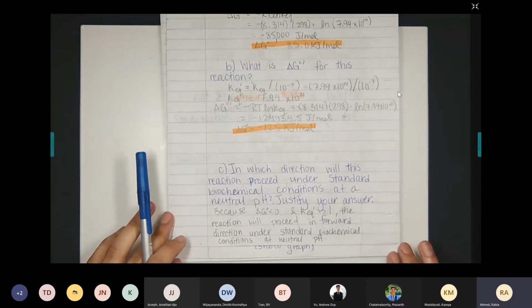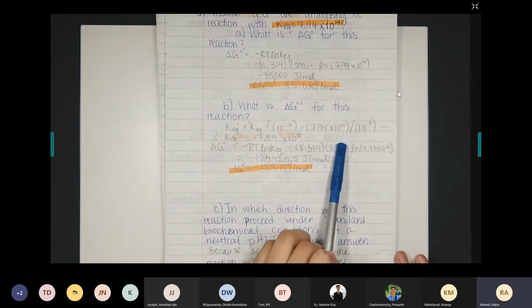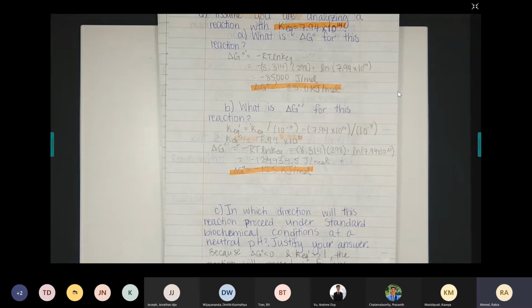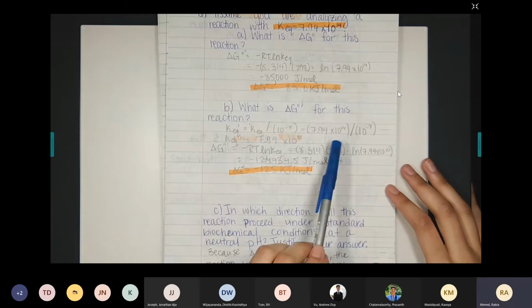Excuse me. Why did you divide it by 10 to the negative 7? Because, so KEQ, the equilibrium, so wait, let me see, sorry. 10 to the 14th.